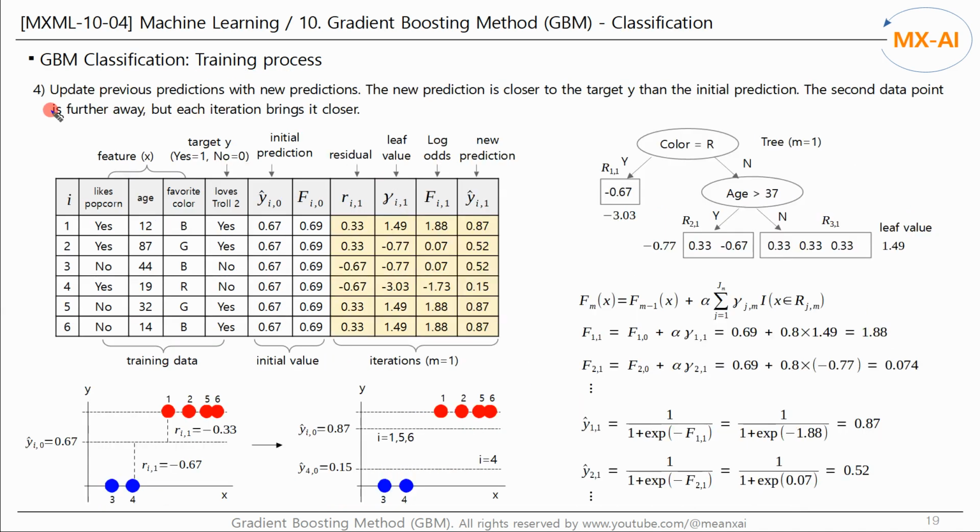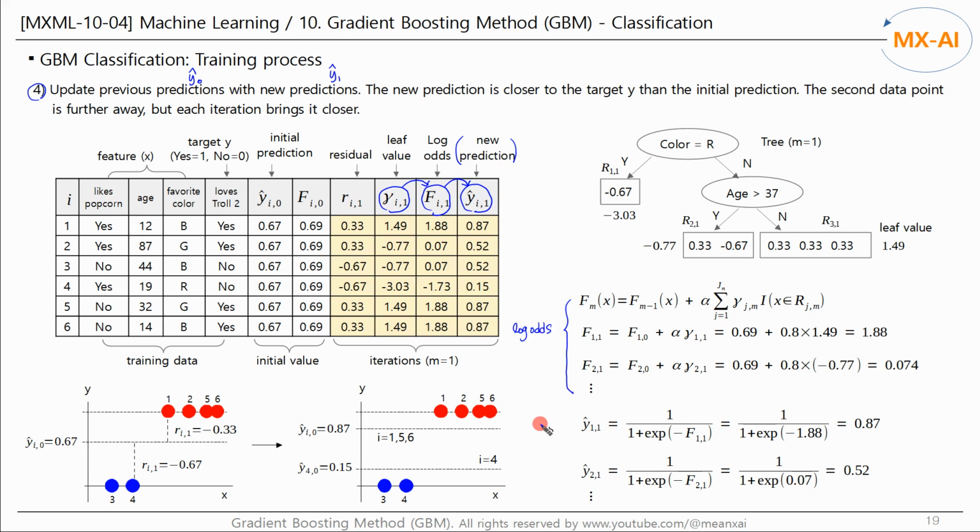Step 4 updates the old prediction with the new prediction. This is the new prediction, y hat, in the table below. The leaf value, gamma, was estimated in step 3. Step 4 uses this gamma value to estimate the log odds, f, and then uses this f to estimate the next predicted y hat. The process for estimating the log odds is as follows.